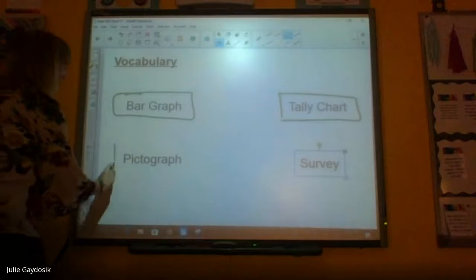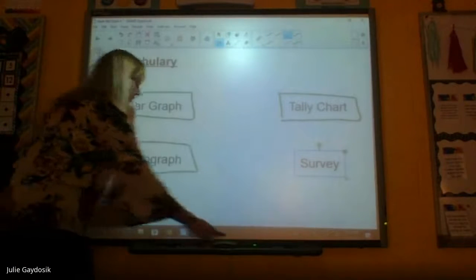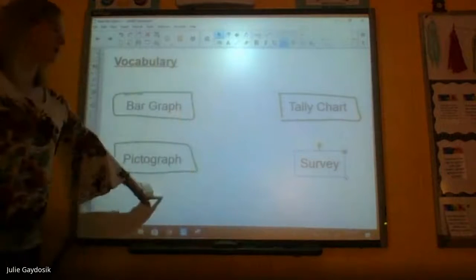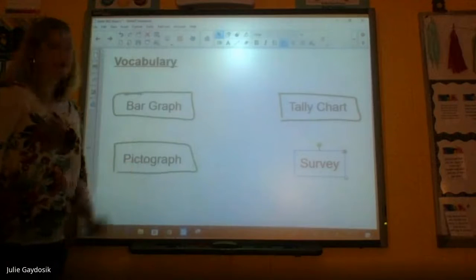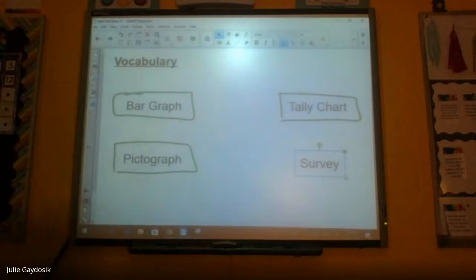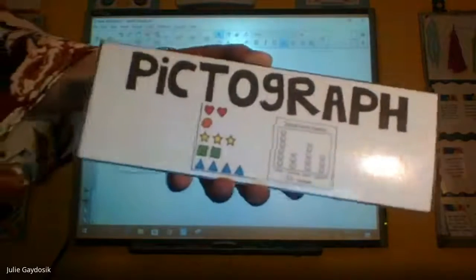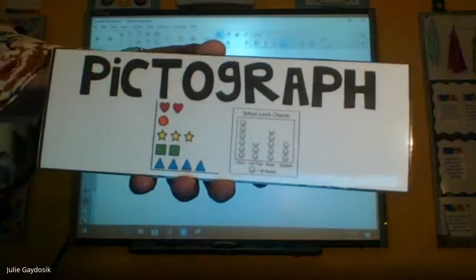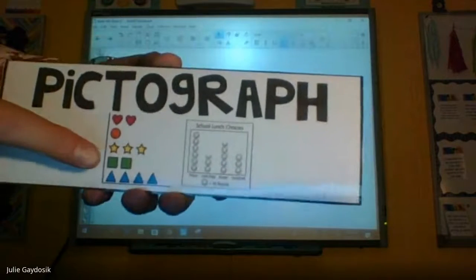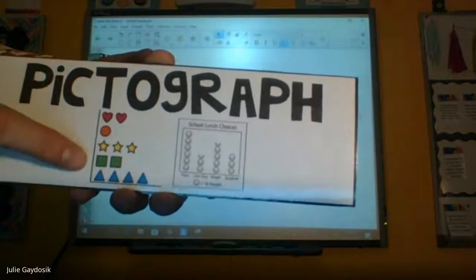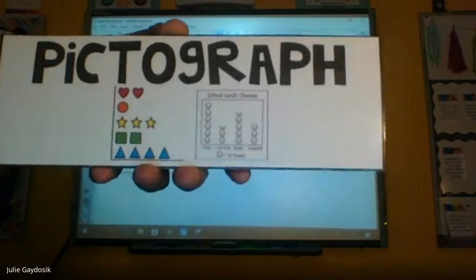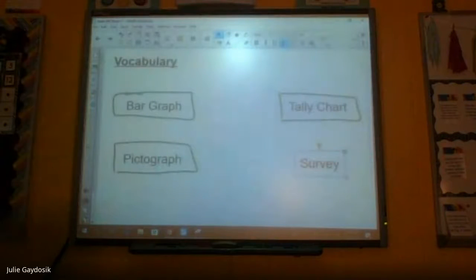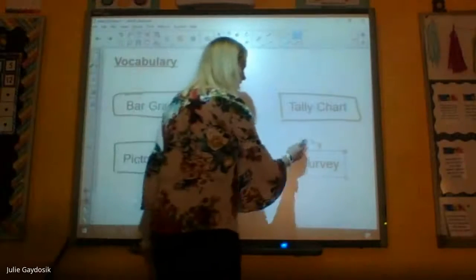What about a pictograph? So who remembers what a pictograph is? Remember, a pictograph is a way to show data by using pictures. You could use smiley faces, or if these people voted on shapes, you could use the actual shapes that people used. So that's a pictograph.